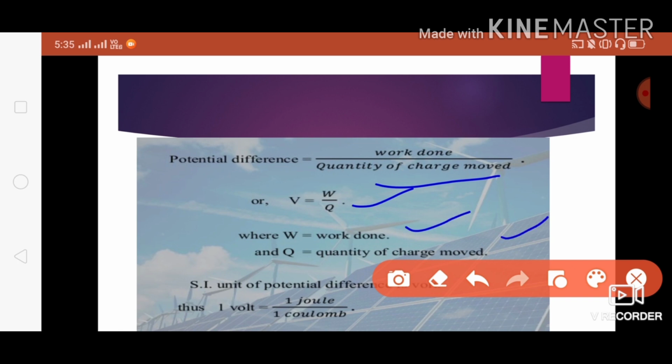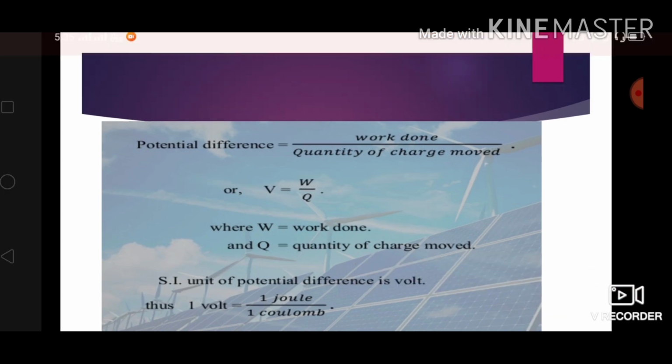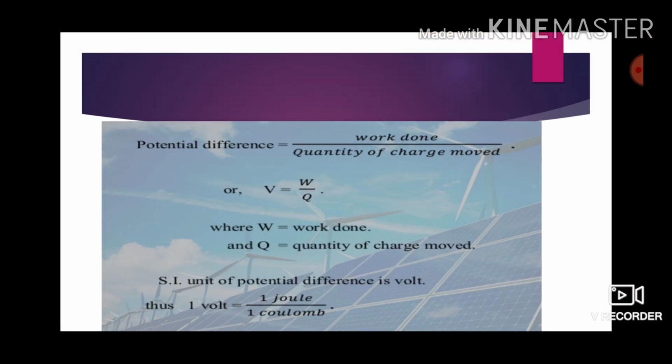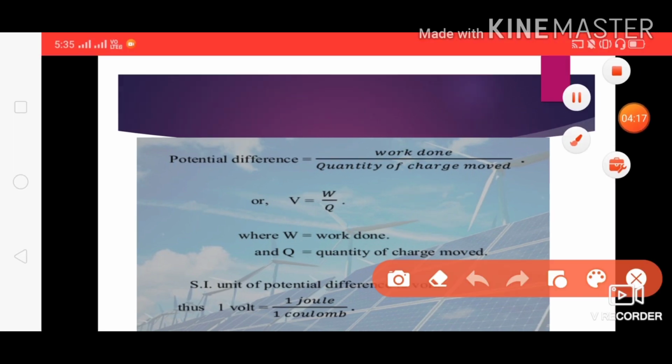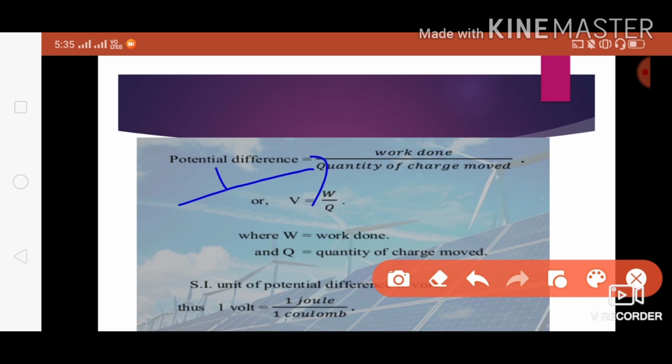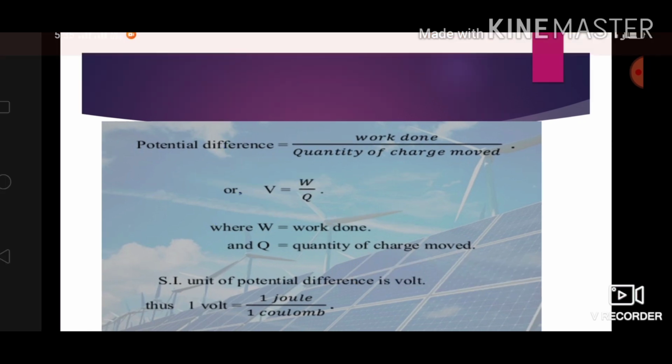The SI unit of potential difference is volt, right? And how are you going to define 1 volt? If you want to define 1 volt: 1 joule of work done by 1 coulomb. So if 1 coulomb of charge is moving, when it does 1 joule of work, that we call 1 volt, right?